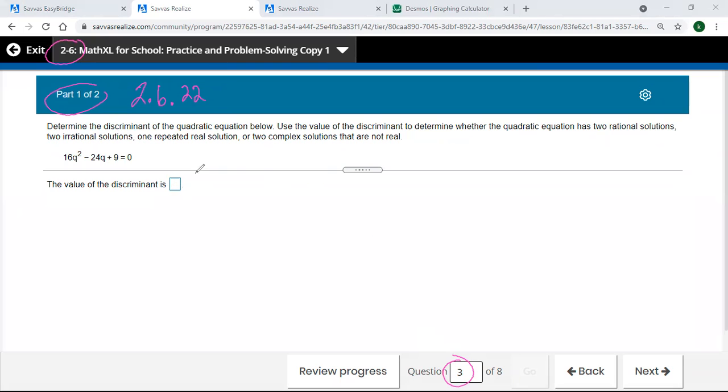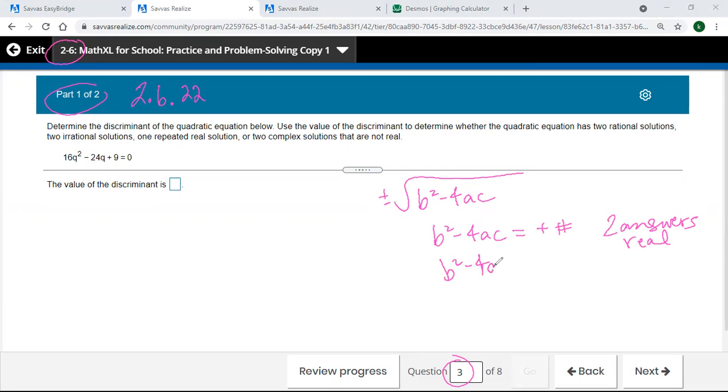So find the discriminant. The discriminant is the part of the quadratic formula that's under the square root. What they're saying is, if b squared minus 4ac equals a positive number, you're going to get two answers, a plus or a minus in front of this, so two answers that are both real because it's not a negative under there. If b squared minus 4ac equals 0, a square root plus or minus 0 is not going to be any different, so you're just going to get one real answer.